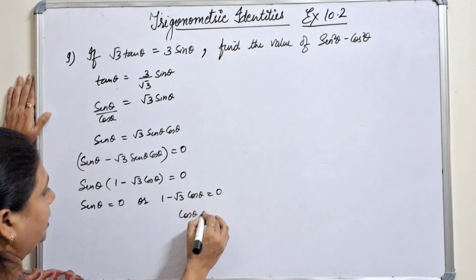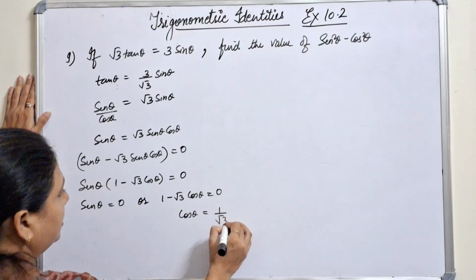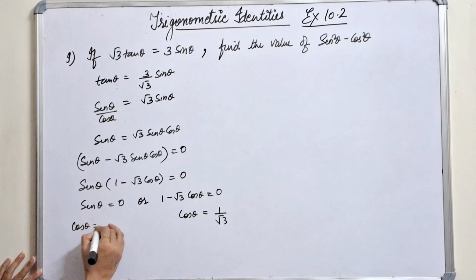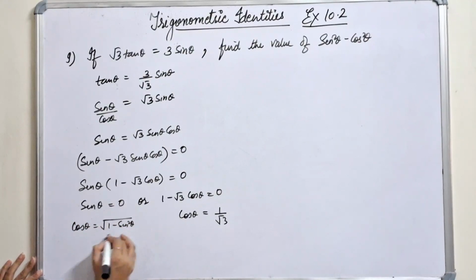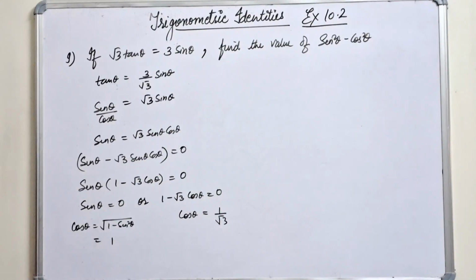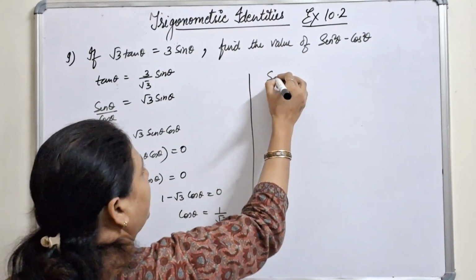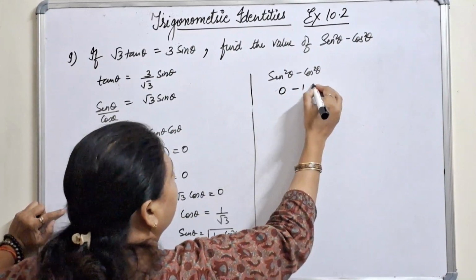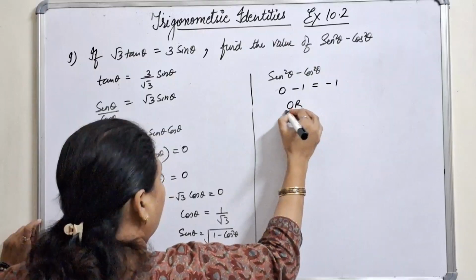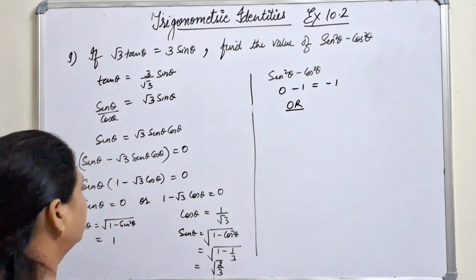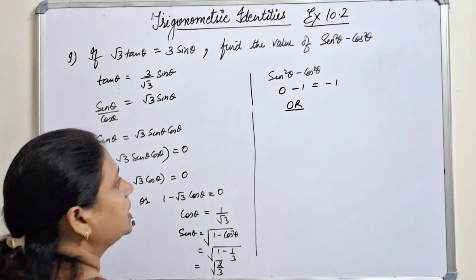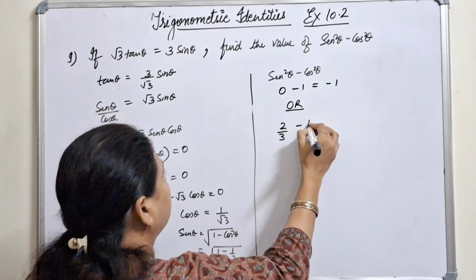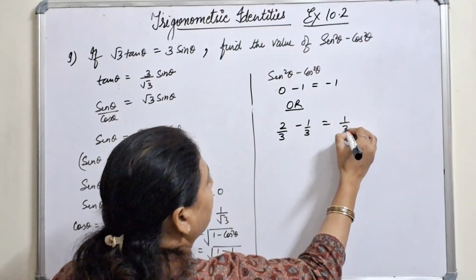So cos theta will be equal to 1 upon root 3. When sin theta is equal to 0, cos theta will be under root of 1 minus sin square theta, then cos theta will be 1. So the value of the expression sin square theta minus cos square theta will be 0 minus 1, answer is minus 1. Or when cos theta is equal to 1 upon root 3, sin theta is under root 2 upon 3, substituting the value, 2 upon 3 minus 1 upon 3, this will be 1 upon 3.